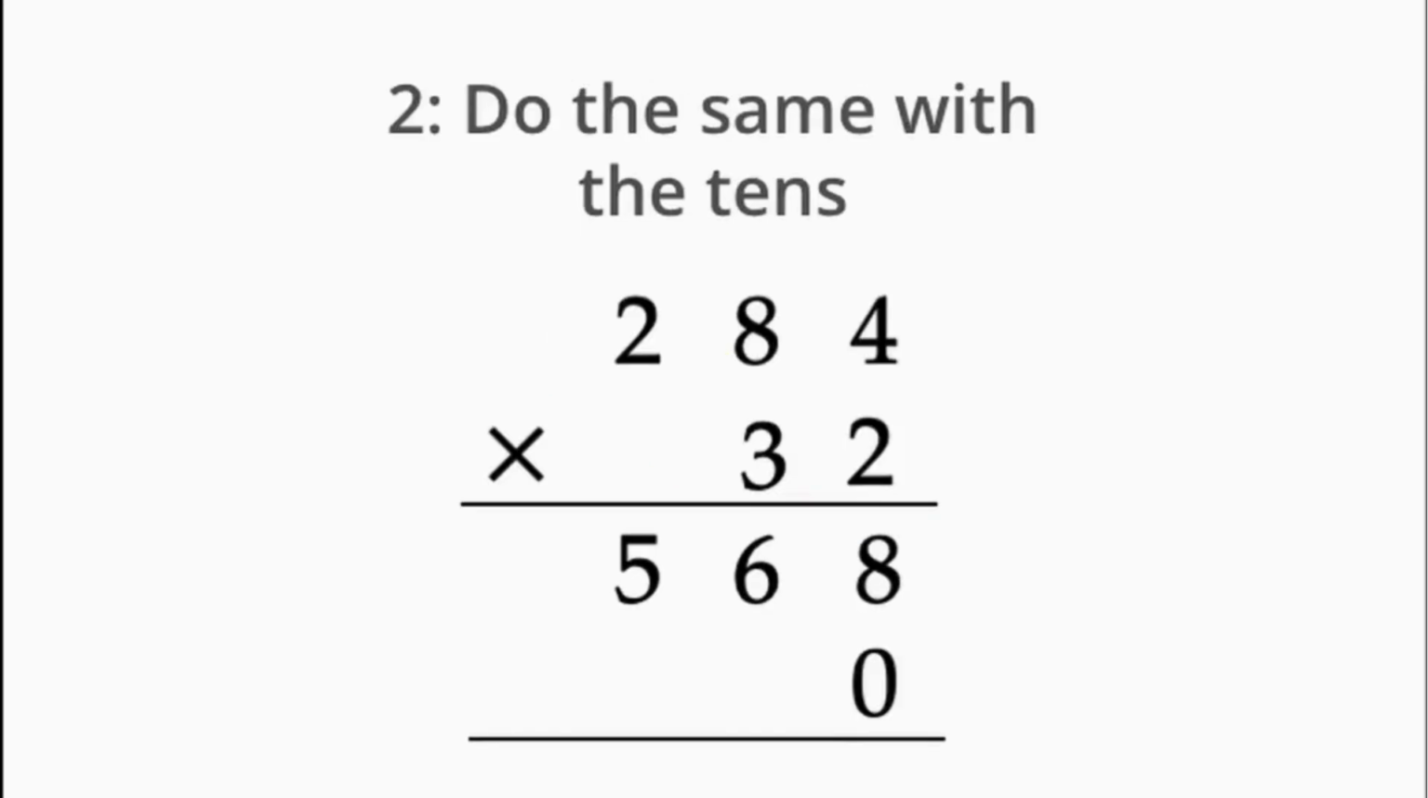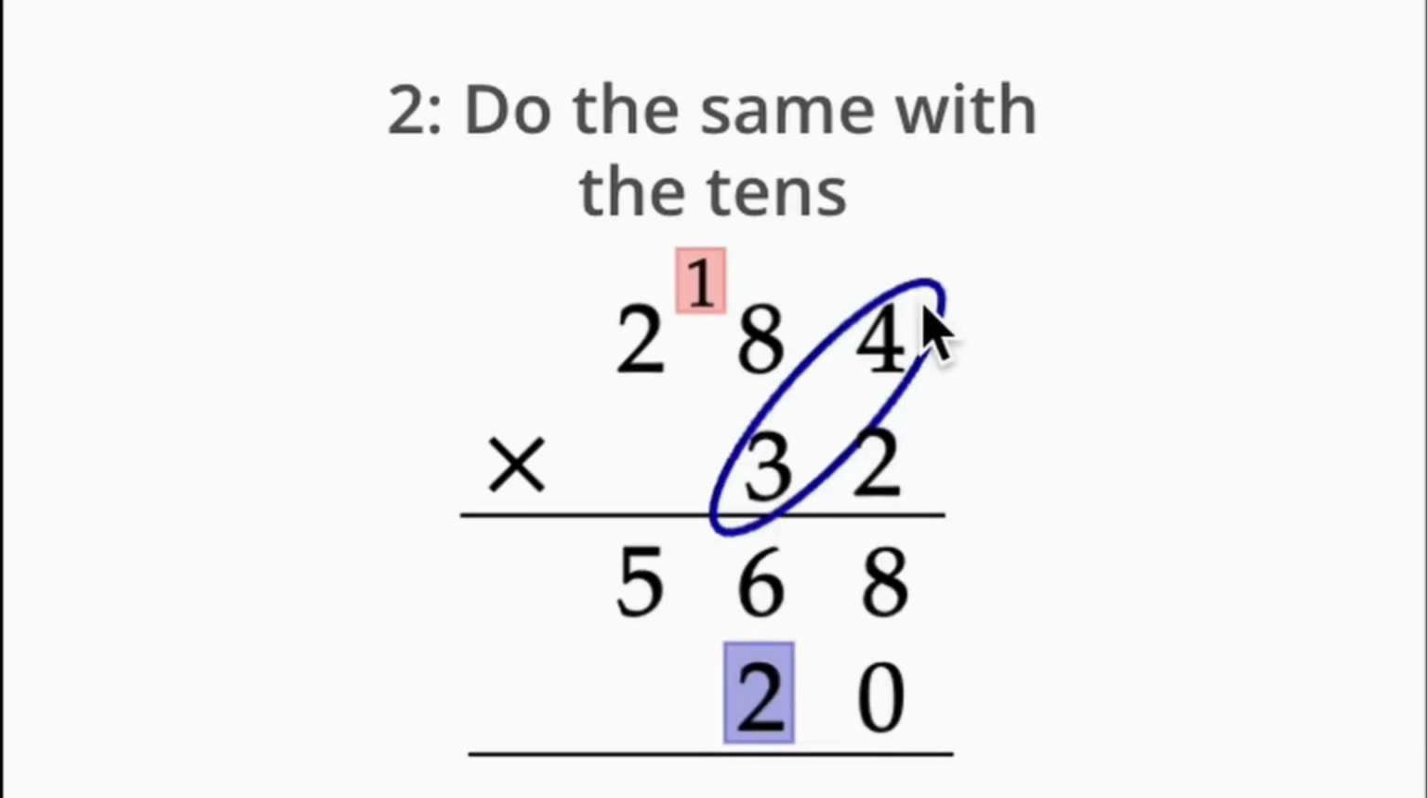Secondly, you do exactly the same with the tens value in the bottom row, placing the answers on the next line down. There is a 0 here, as you are multiplying by a ones value when you work out the sums, so 3 times 4, 3 times 8 and 3 times 2. But it is actually a tens value, so it's actually 30 times 4, 30 times 8 and 30 times 2.